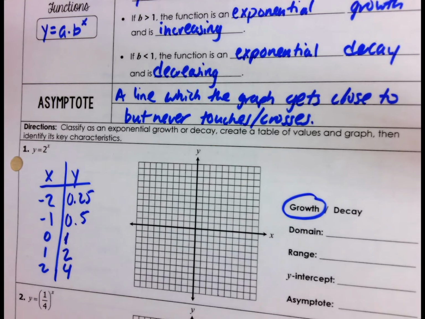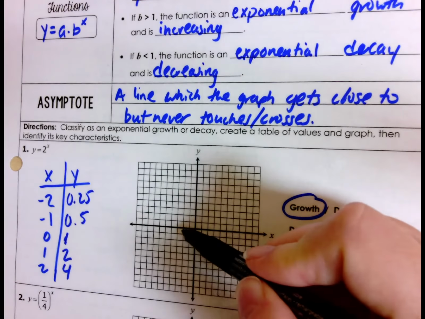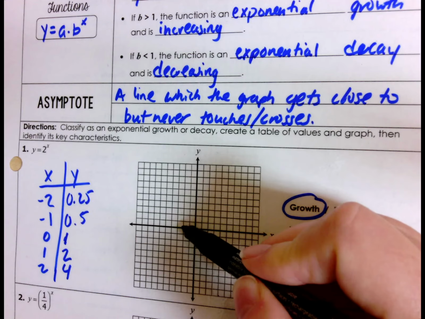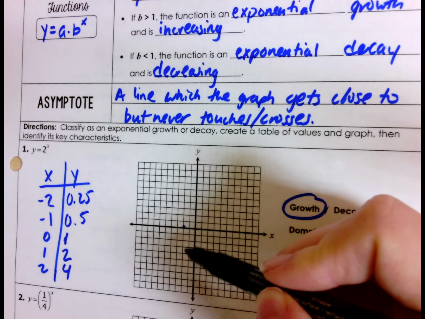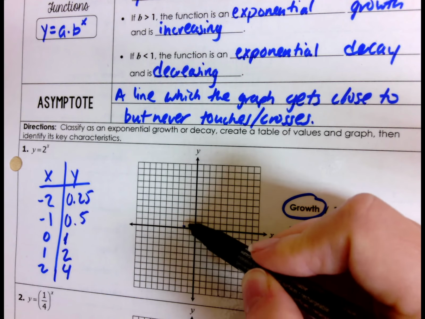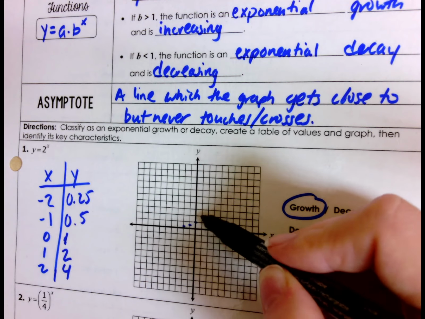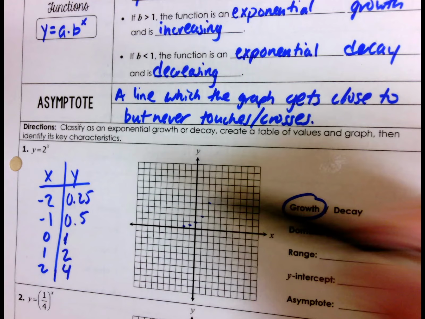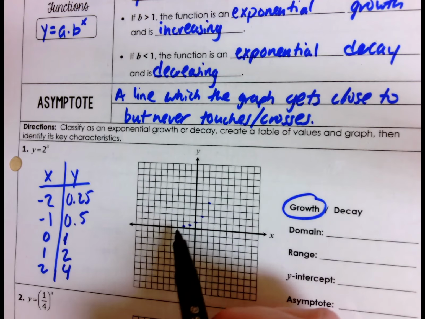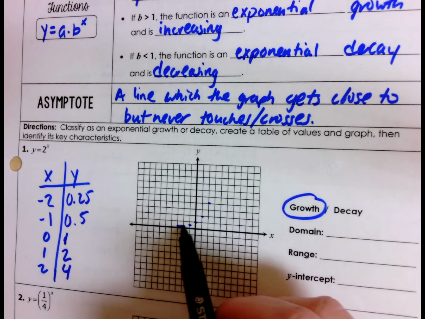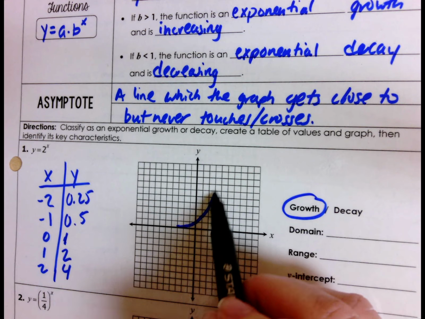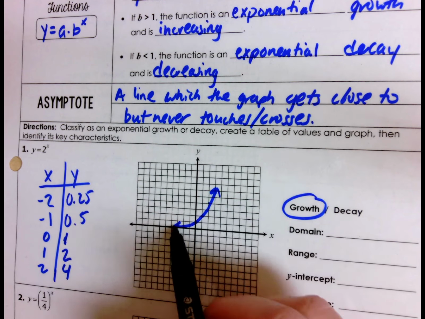So now I'm going to plot those points. I have -2 and 1/4, so it's a dot about right there. -1, 1/2, dot about right there. 0, 1, 1, 2, and 2, 4 creates this line that looks like a curve, and it goes up, and it's going to continue up in that range.